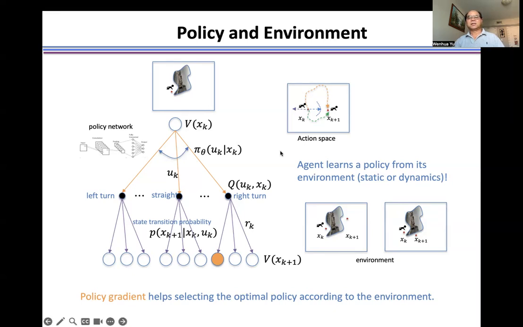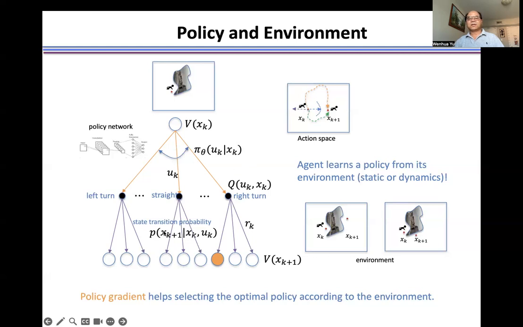At this state, we have an action space. Action space includes all the possible actions an agent can select under the policy. So the agent selects an action under the policy, for example, turn left, go straight, or turn right. How can we select this action under the policy?